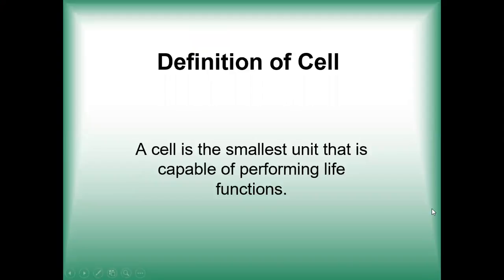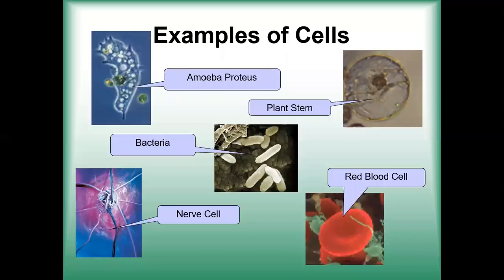The definition of a cell: it's the smallest unit that is capable of performing life functions. Or in other words, it's the smallest living thing. You can't get any smaller and still call it living. Examples: we have an amoeba, we have plants, a plant cell, plant stem here, bacteria, nerve cell, and a red blood cell.